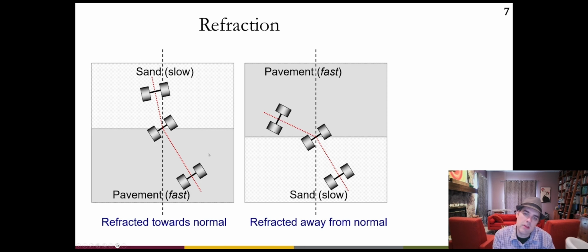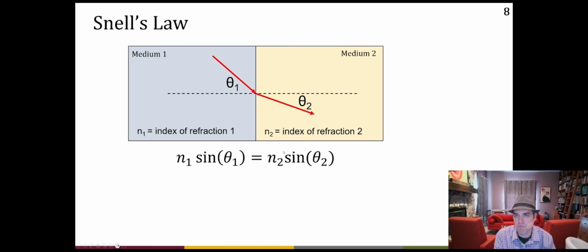So depending on whether the light is speeding up or slowing down is going to dictate what direction the angle of the light is going to change, either towards the normal or away from the normal.